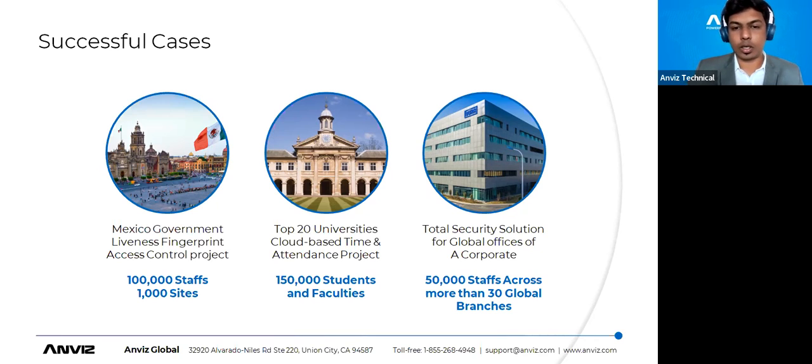The second one is a top 20 university, where we provided a cloud-based time attendance solution to cover 150,000 students and faculty across the country. Then there is one more project, Total Security Solutions, where we provided a time attendance and access control solution for global or corporate offices, covering 50,000 staff across more than 30 global branches. We provided a security solution for this particular project.